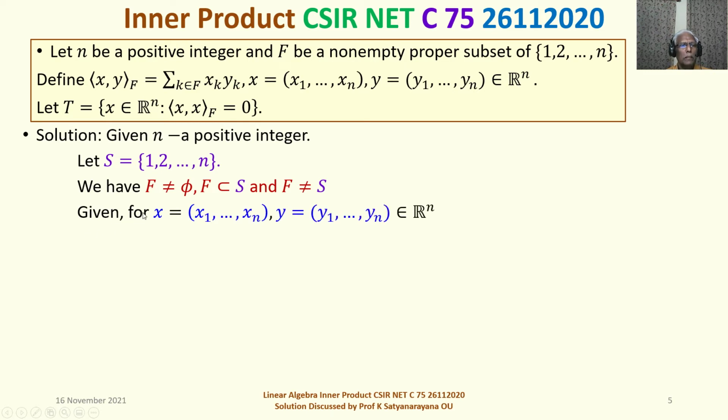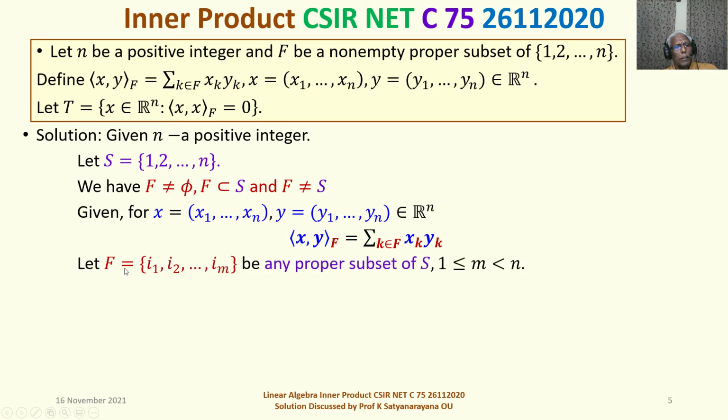Given for x = (x1, x2, ..., xn) belongs to R^n, y = (y1, y2, ..., yn) belongs to R^n, the inner product of x with y over F is equal to the sum of xk yk, k belongs to F. Let F be the set consisting of the indices i1, i2, ..., im, be any proper subset of S where m is greater than or equal to 1, m less than n. That means F is a non-empty proper subset of S with the indices i1, i2, ..., im.